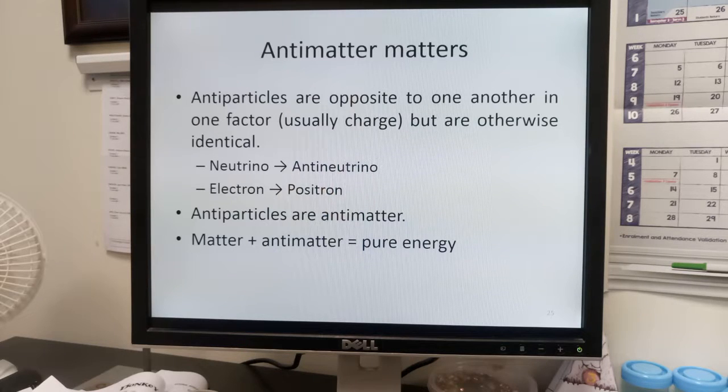Now we're dealing with antimatter particles here. So they're different in terms of charge, but otherwise identical. So the neutrino, its antiparticle is the antineutrino, and the electron, its antiparticle is the positron. So antiparticles are what we call antimatter, and when you mix matter and antimatter together, you end up getting pure energy, hence the whole concept of the sci-fi antimatter bomb.